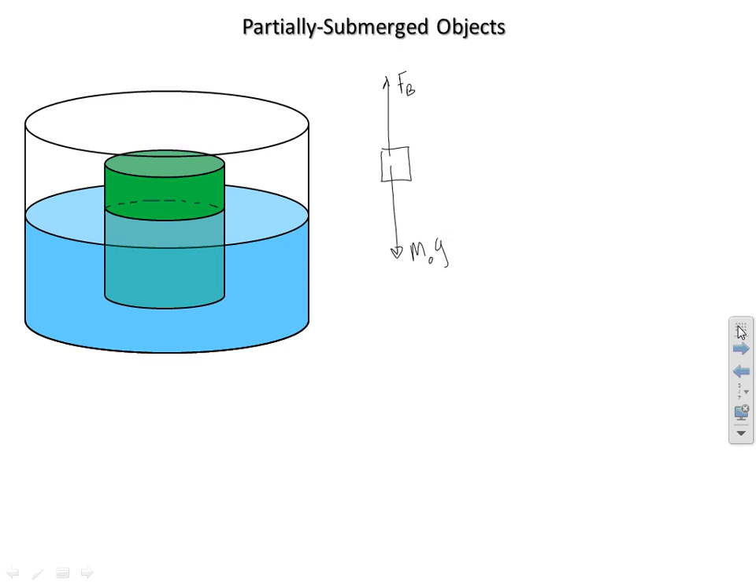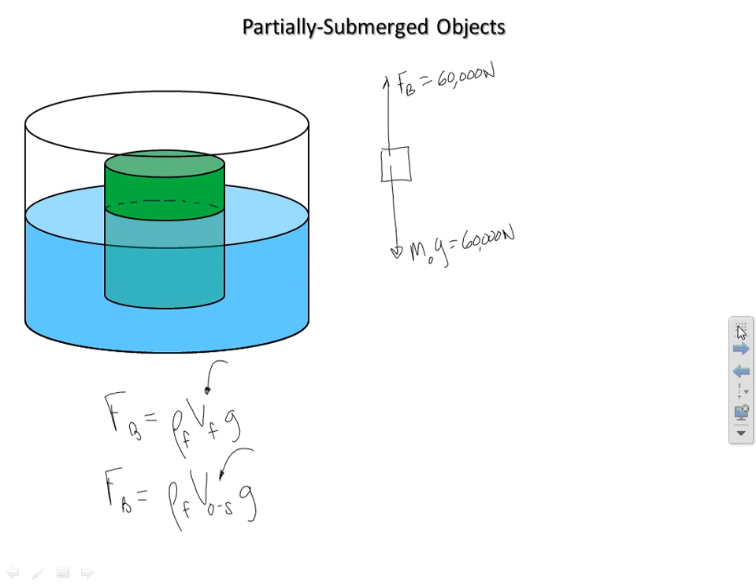Well, how could the buoyant force get smaller? Remember, buoyant force is rho fluid V fluid g, which we write sometimes as rho fluid V object submerged g. So when the whole thing's underwater, and this is the whole 8 cubic meters, we get an 80,000 newton buoyant force, right? But this thing, remember, weighs 60,000 newtons. So if we want a 60,000 newton buoyant force, the volume of the object submerged, or the volume of the displaced fluid, has to decrease. So we could say that our F_B equals our mg.